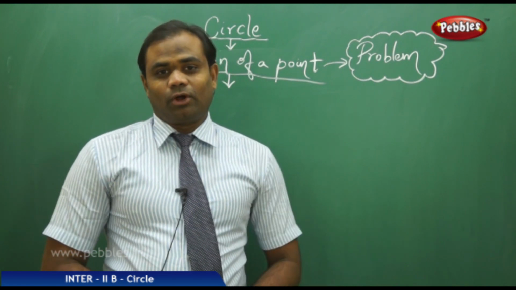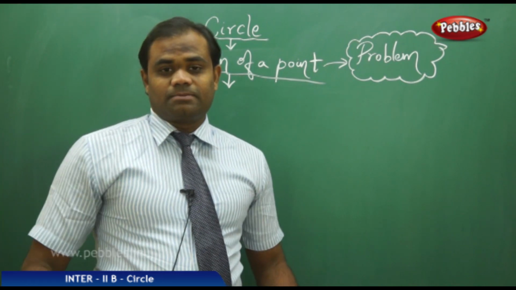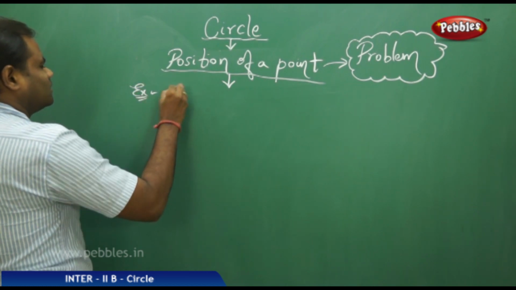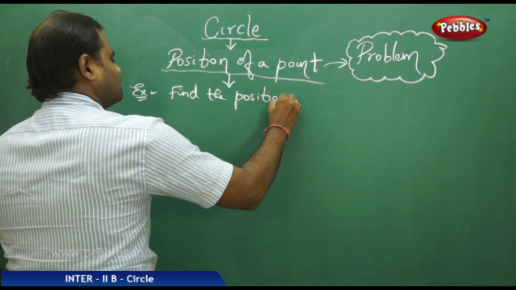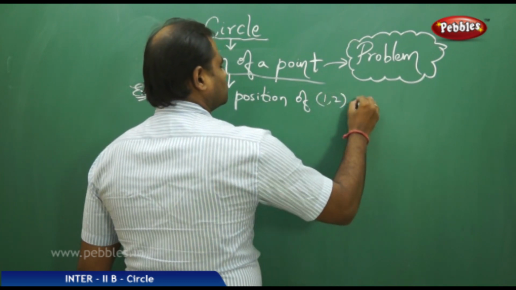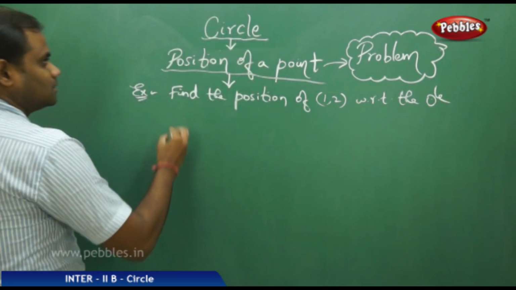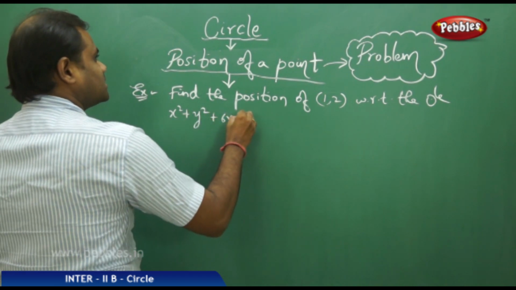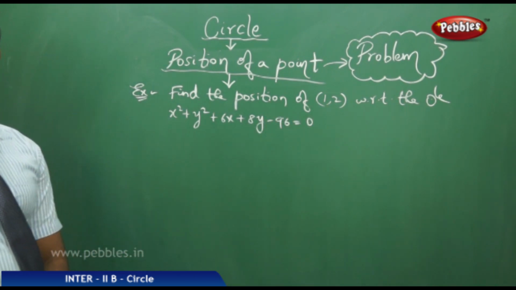And let's see an example problem to understand the concept better for finding the position of a point with respect to the circle. For example, I have a problem which says: find the position of the point (1, 2) with respect to the circle x squared plus y squared plus 6x plus 8y minus 96 equal to 0.